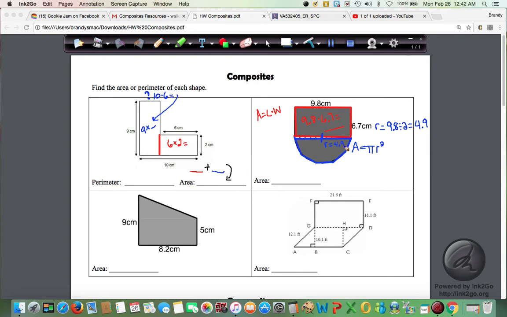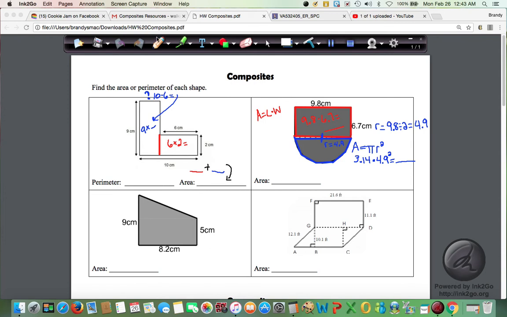Now it's just multiplication, right? Pi, that's 3.14 times our radius squared. Remember, squaring your radius is not like multiplying it by 2. It's saying 4.9 times 4.9. So if you get 9.8, you know you did it wrong. But it will give you a different answer. And again, order of operations, you don't multiply first. Do your exponent and then multiply.